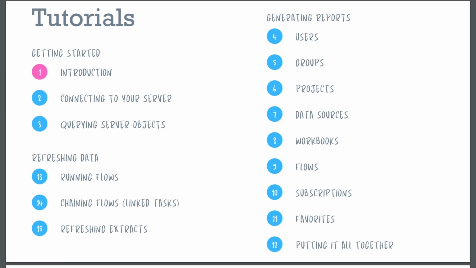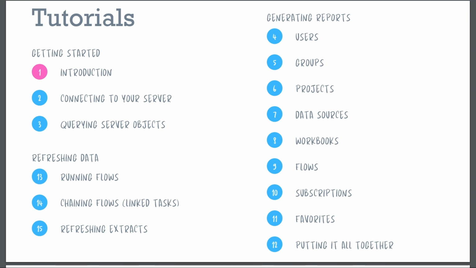On this page and the next is a list of topics I will cover throughout this series. I will start off by walking you through how to connect to your server for the first time and the querying of server objects. When I say objects, think content, so flows, data sources, workbooks, etc., but also users and groups. After learning how to get started with Tableau Server Client, I will discuss how to generate various reports focused on a specific object or content type.